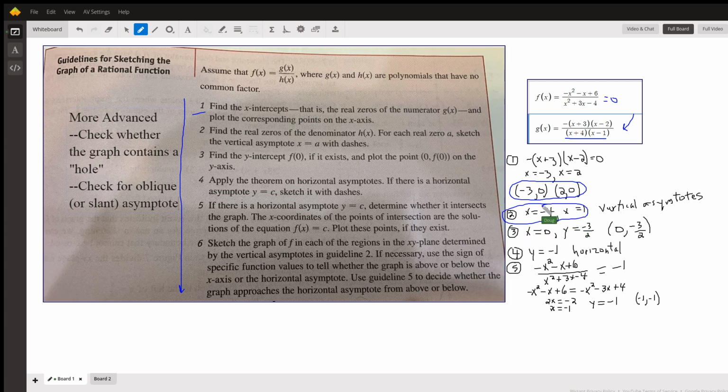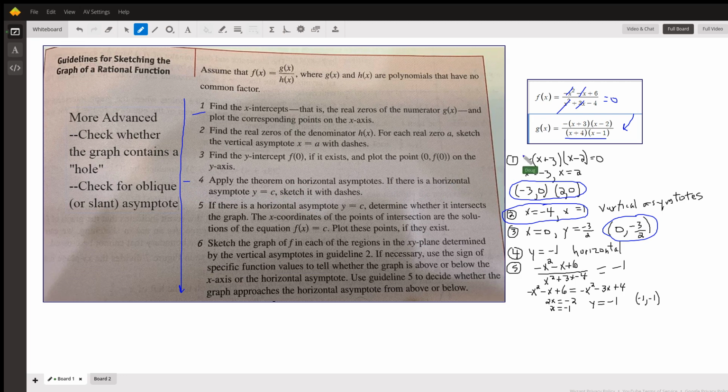The y-intercept is kind of easy. Just put 0 in for x and find the y value. It's easier to use f(x), because these terms all become 0 if you put 0 in for x. So the y-intercept is at negative 3/2. There's the y-intercept. Now, problem number 4 says apply the theorem on horizontal asymptotes.